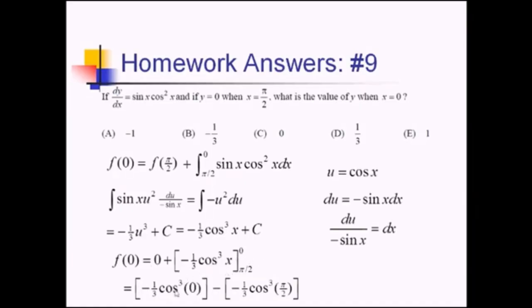What is cosine of 0? Well, that's just 1. 1 cubed is 1. So this is negative 1/3 for this first piece here. Over here now, what's cosine of pi over 2? Well, that's 0. So that's actually going to zero out everything over here, and our answer then is just this negative 1/3, choice B.